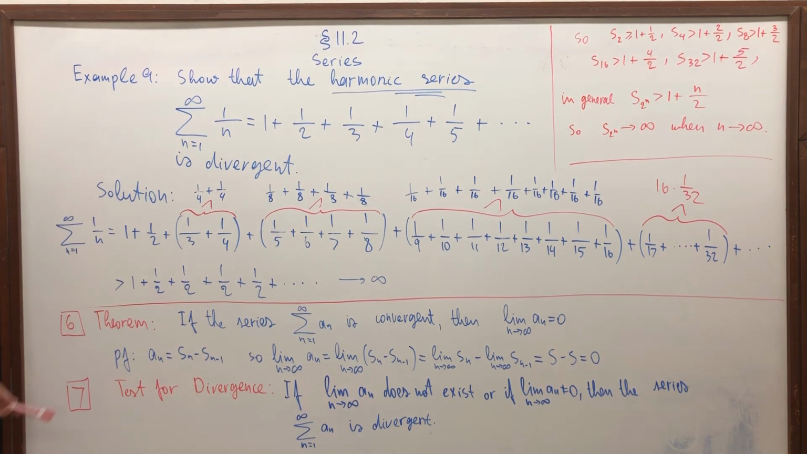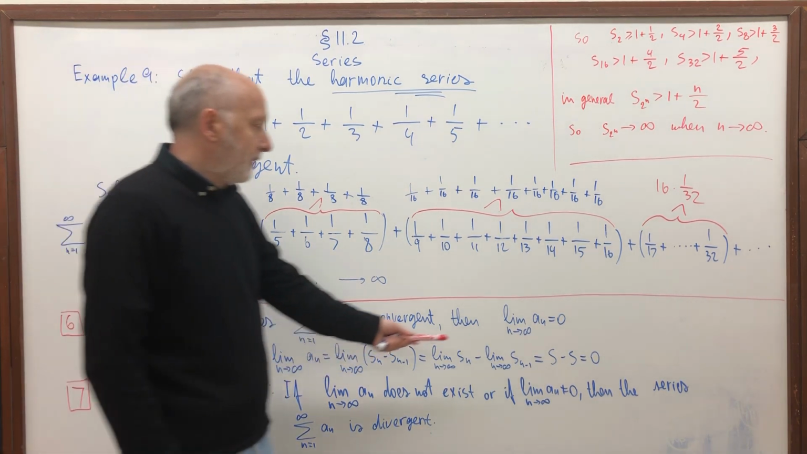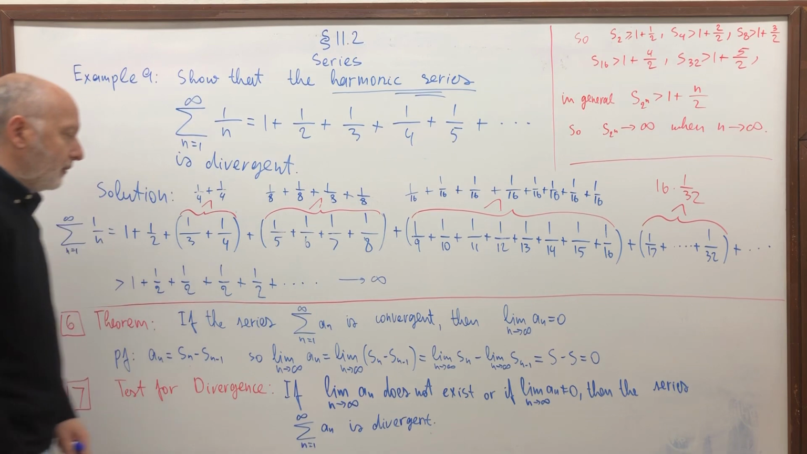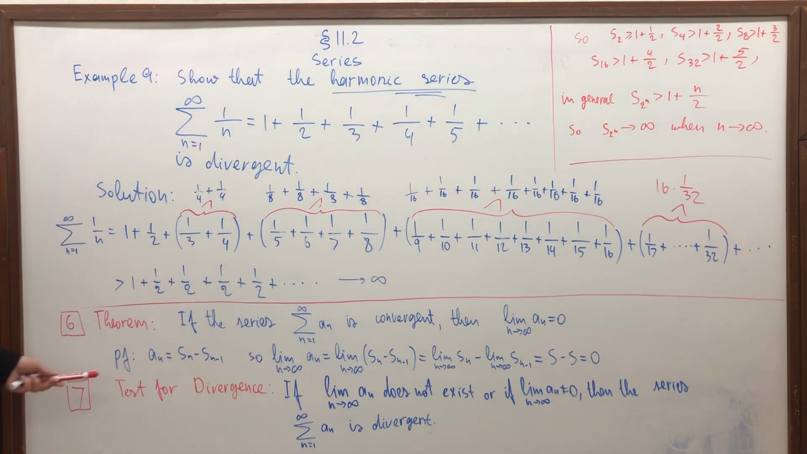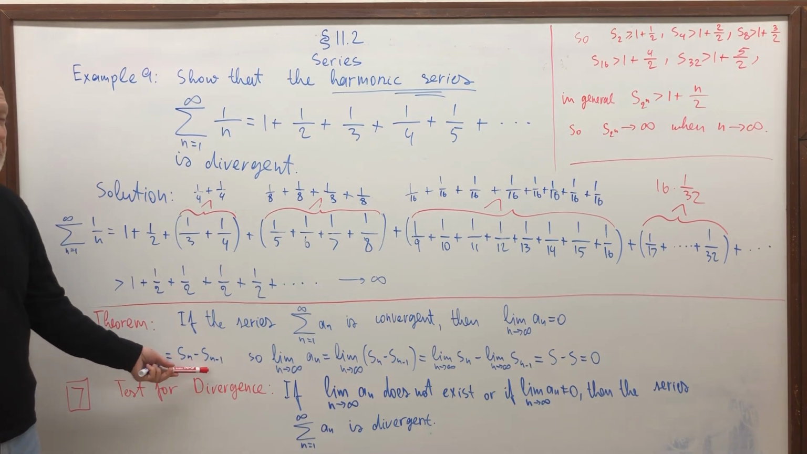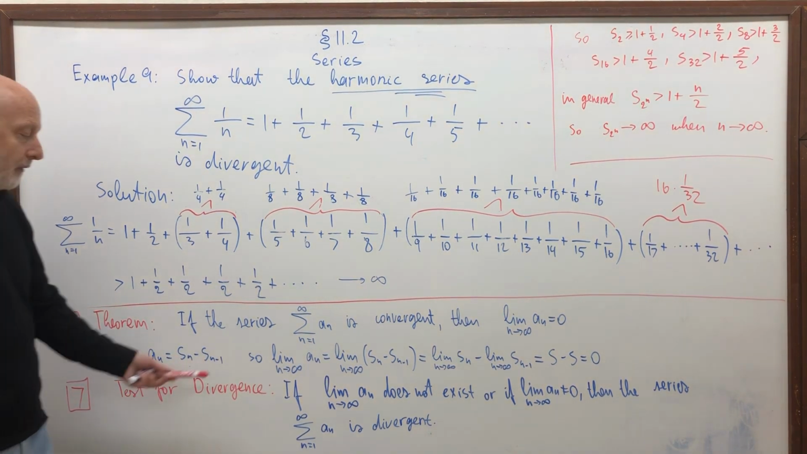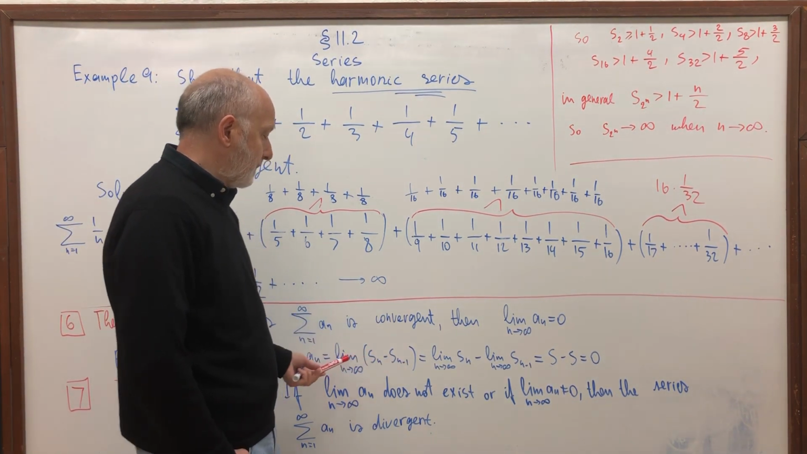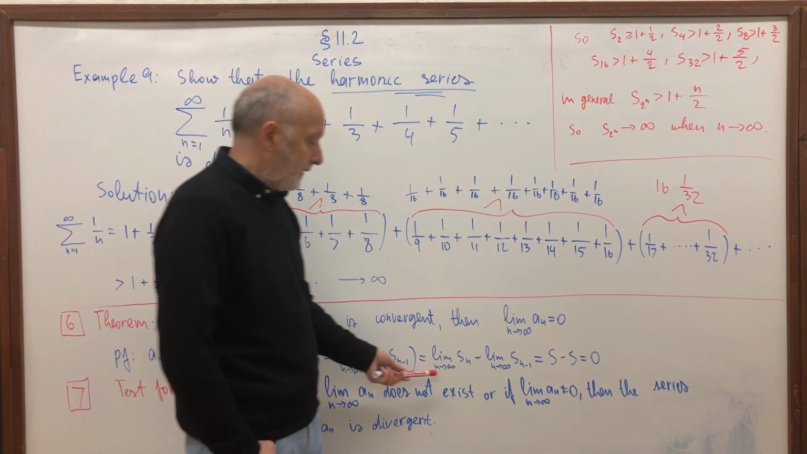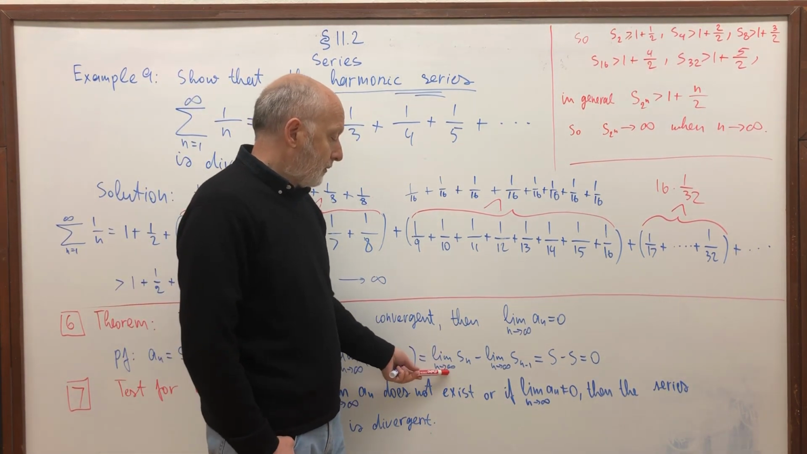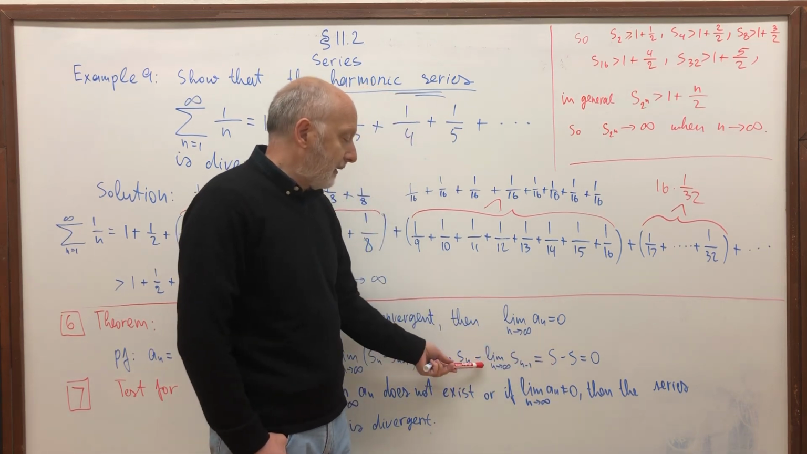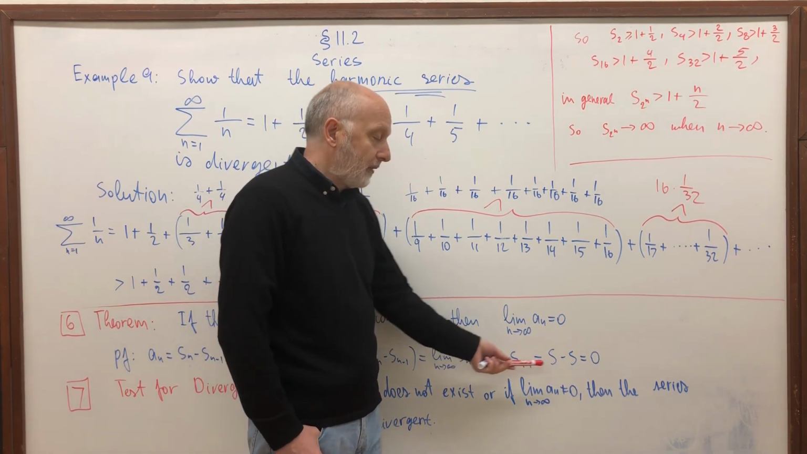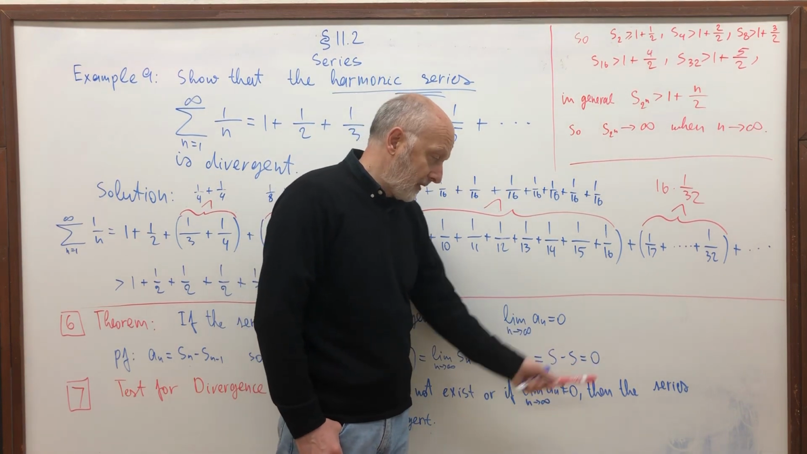Okay? Partial sums of the harmonic series. Theorem 6. If the series is convergent, then the limit of an is equal to 0. Here's the proof. We can write an as a difference of the nth partial sum and the (n minus 1)th partial sum. So the limit as n goes to infinity of an is equal to the limit of Sn minus Sn minus 1. We know the limit of a difference is the difference of limits, so we write it here. But the limit as n goes to infinity of Sn is s, and the limit as n goes to infinity of Sn minus 1 is equal to the same limit s, right? So the difference between them is 0, and this is the proof.